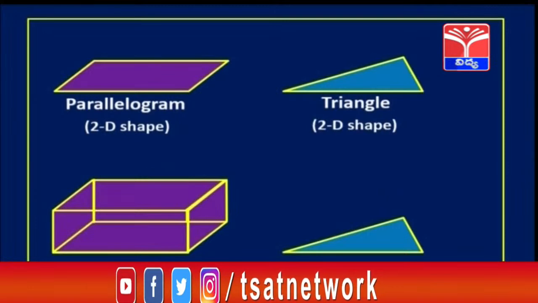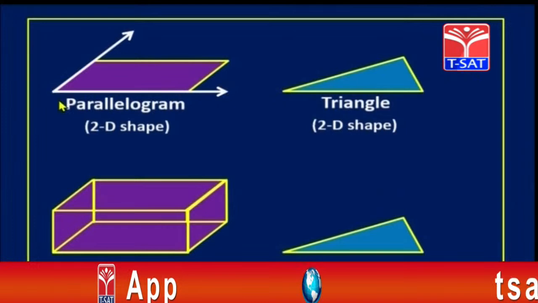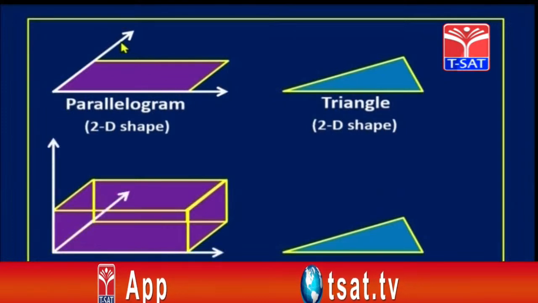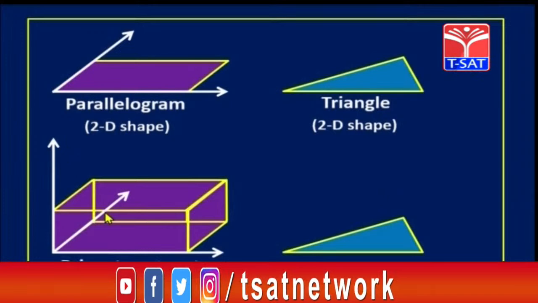Yes, let us understand. A parallelogram has two dimensions. You can see the dimensions with arrow marks here, and the below figure has three dimensions, 1, 2, 3. So, we can call this a 3D shape and it is a prism.